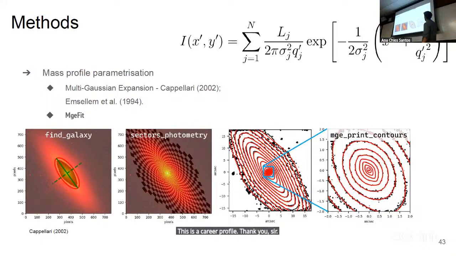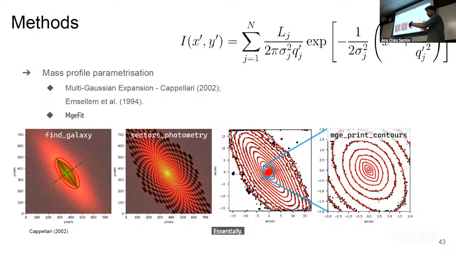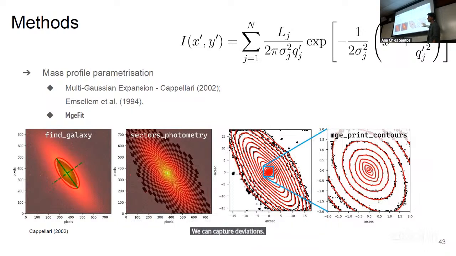This profile is in some sense more robust, because we can capture deviations from a Sersic profile. A Sersic will have just one ellipticity, for instance, and in this model we can have one ellipticity for each Gaussian component. If you look right here, the ellipticity is changing. In black is the observation, and in red is the model. We can capture deviations, so in principle this is more robust than using just one Sersic.